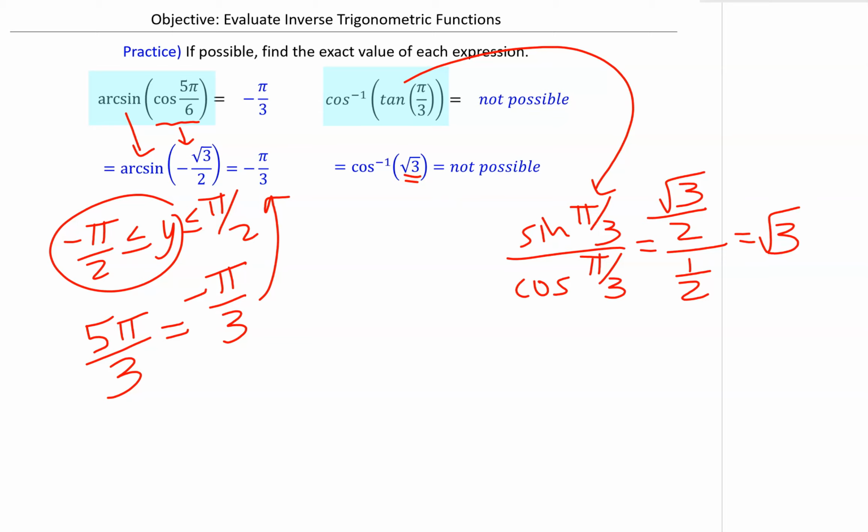What you need to understand is that the square root of 3 is greater than 1. It's about 1.7. And for cosine, which is what we're trying to do here, we're trying to find an angle that has a cosine ratio or value of square root of 3, which is about 1.7. And you have to remember that for cosine, the minimum is -1, and your maximum is +1. And so 1.7 is greater than 1. That makes this problem not possible, which is what we see here.